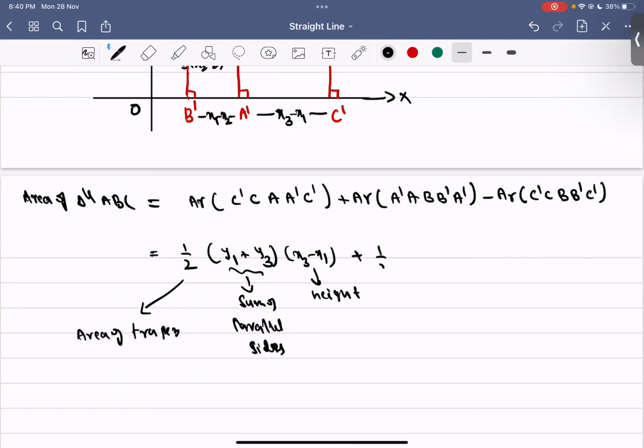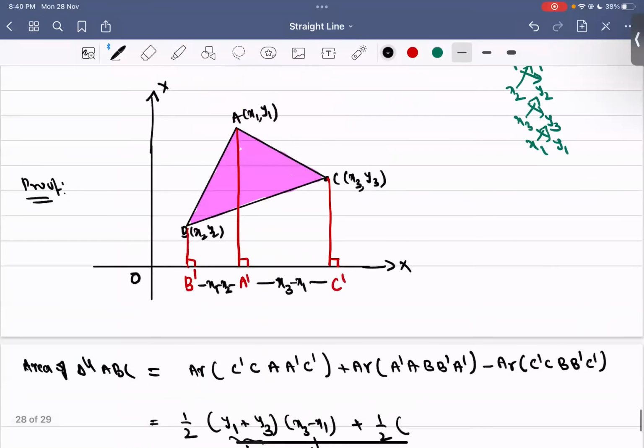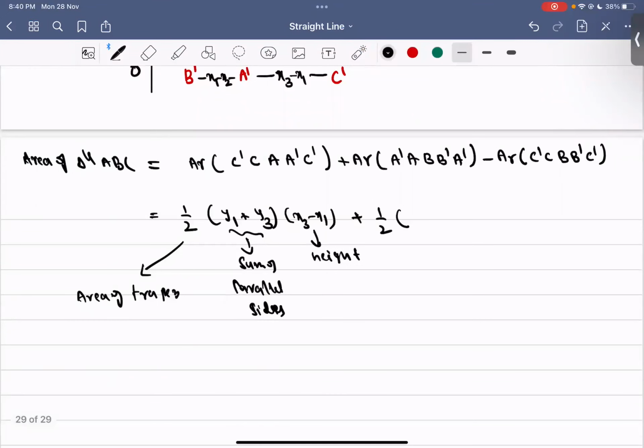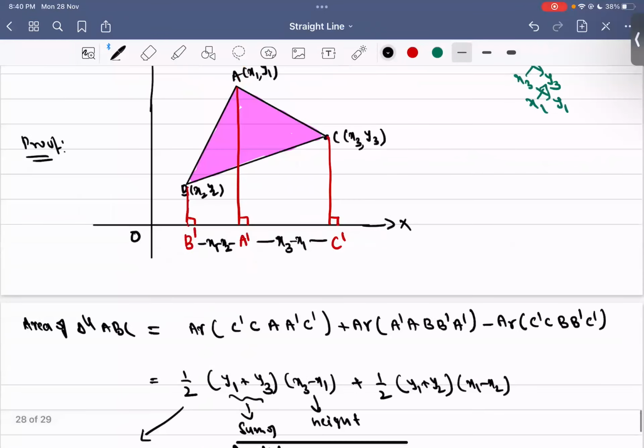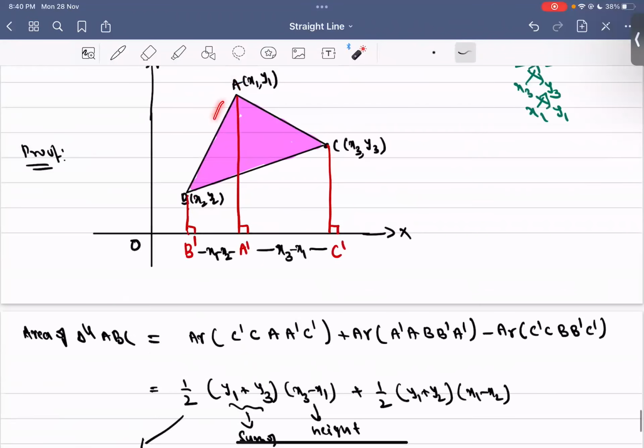Similarly, the area of the second trapezium is equal to what? 1/2 into the sum of the parallel sides, that is y1 plus y2, into height x1 minus x2. So that is 1/2 into y1 plus y2 into x1 minus x2. Similarly, the third one is also a trapezium. So the sum of two trapeziums minus this third trapezium.